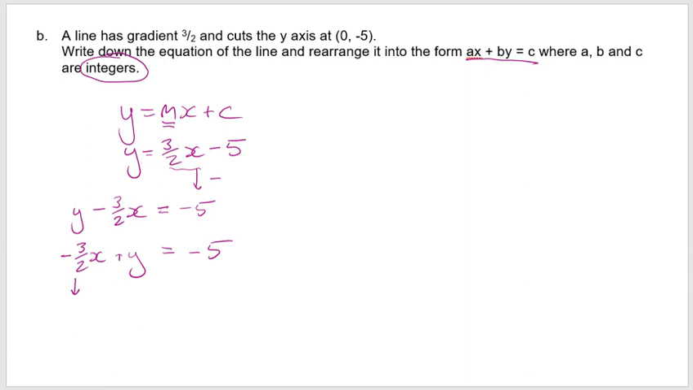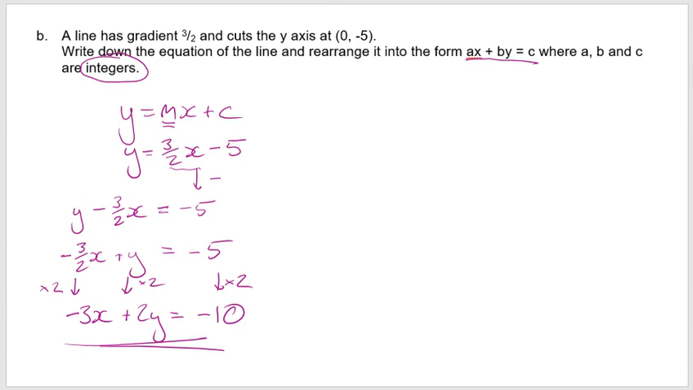Easiest way to do that would be to double it, because multiplying by 2 is going to remove that denominator of 2. But be mindful, if you times a single term within an equation by a value, everything is going to be multiplied within the equation by said value. So multiplying through the whole equation by 2, negative 3x plus 2y equals negative 10, and we have a form which is required of the question.